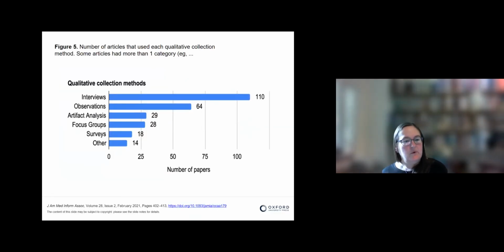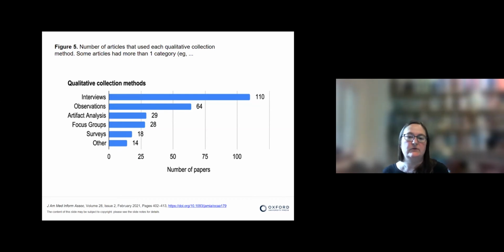I was looking at some of the research literature. It's kind of interesting. I ran across this lovely article published in the Journal of the American Medical Informatics Association. So it's one of the leading journals in our area. And they actually did a nice analysis on the different types of qualitative methods that are used in the health informatics literature. And you can see that there's quite a bit of variation.